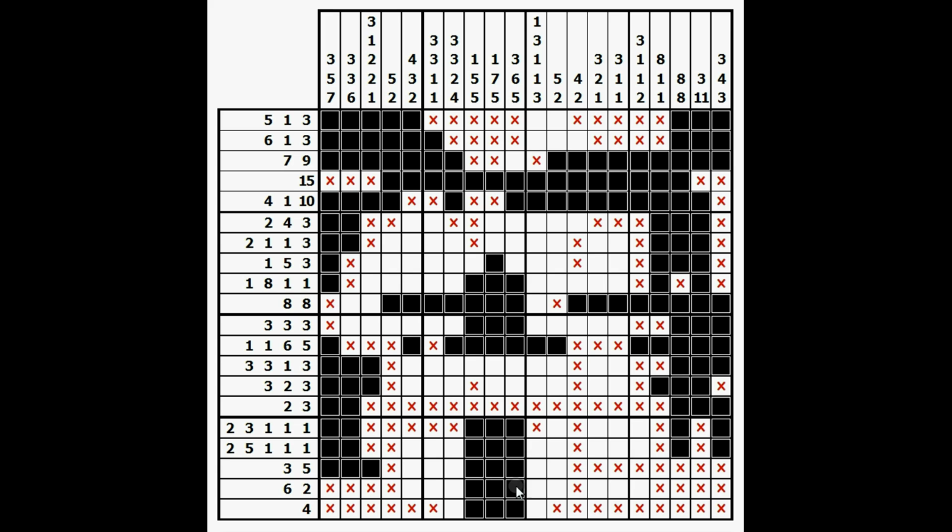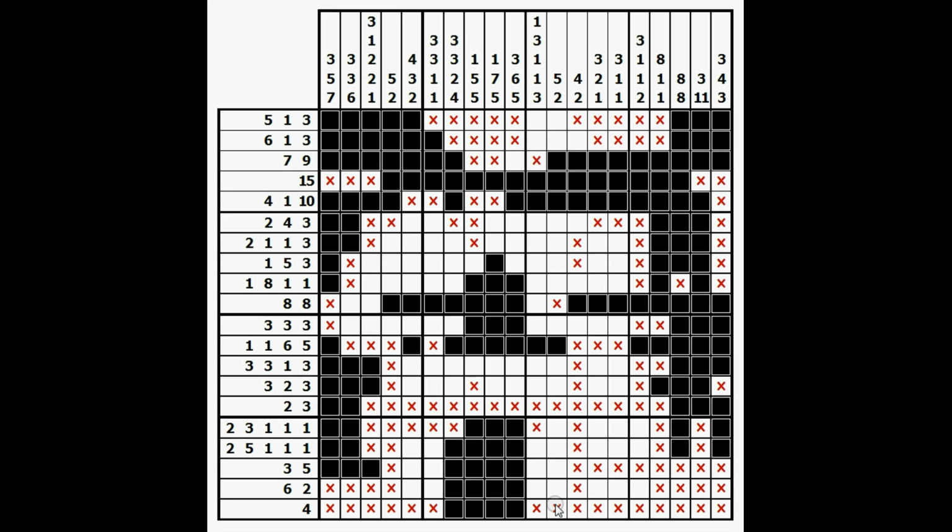This has to be 6. 1, 2. Well, yeah, this has to be 6. So 1, 2, 3, 4, 5, 6. Okay, now going up and down here, the bottom number had to be a 4. 1, 2, 3, 4. Those have to be filled in.